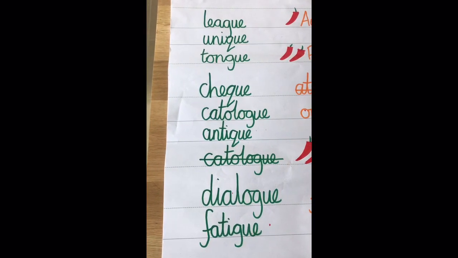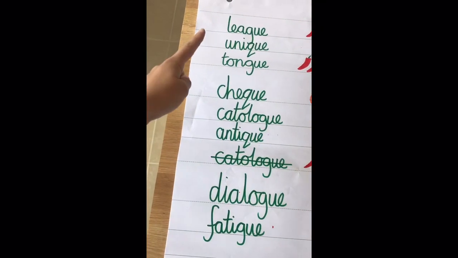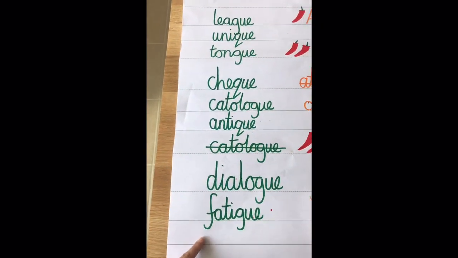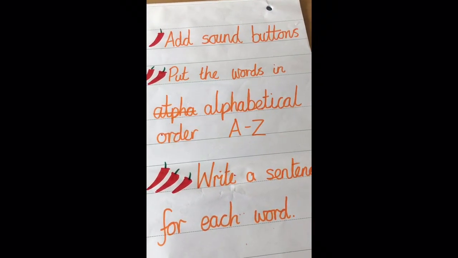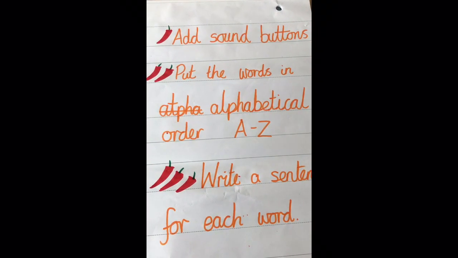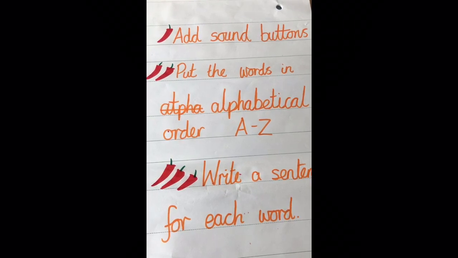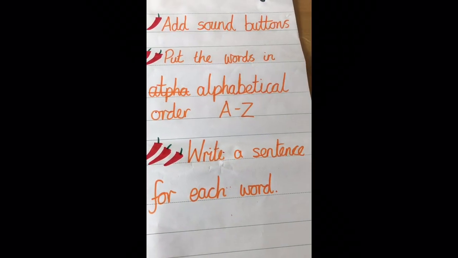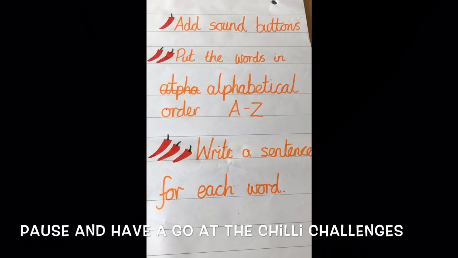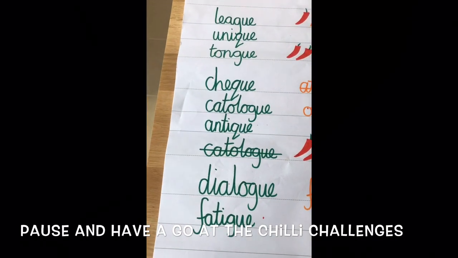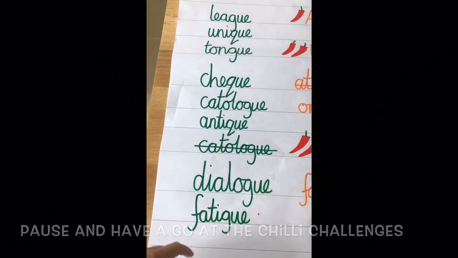Now, I'd like you to have a go at some chilli challenges to do with your spelling words for this week. So chilli 1 is to add sound buttons to these words. Chilli 2 is to put the words in alphabetical order from A to Z. Chilli 3 is to write a sentence for each word. So pause the video and have a go at your chilli challenges for these words.